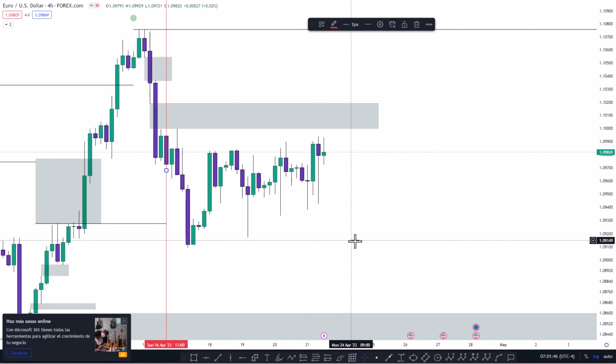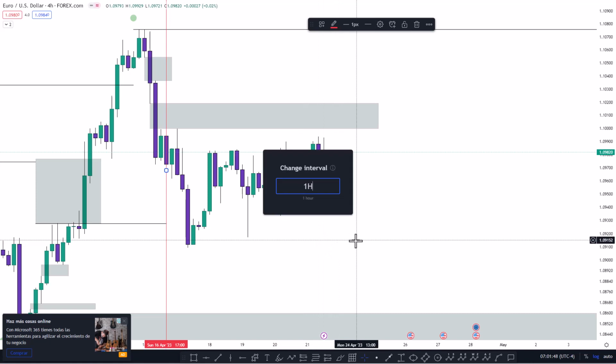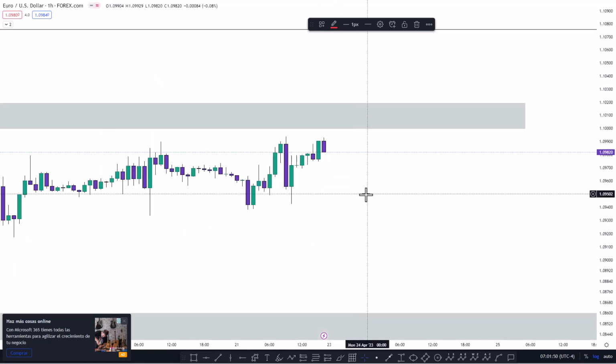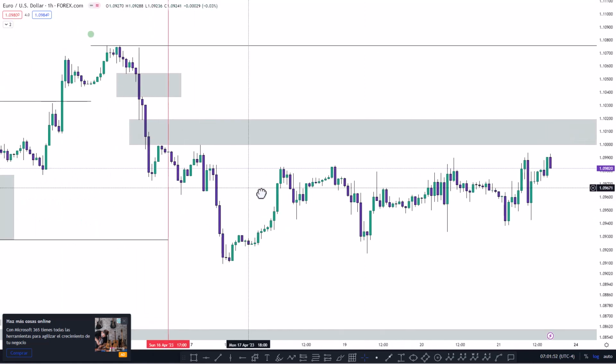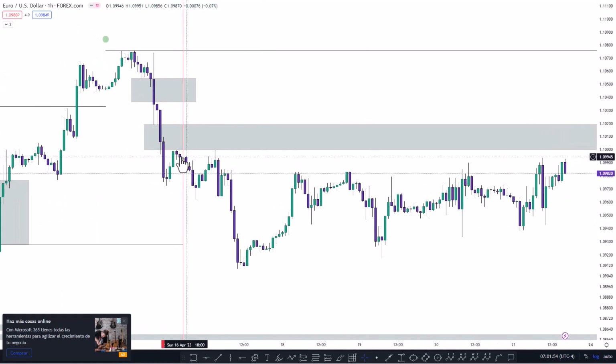So if you go to 1 hour, we use 1 hour to show you clearly. So this was the open. This is the open of the week. So once you have the open of the week, you can simply wait. You do not have to immediately trade here. You can simply wait until you see a clear structure of what the market is trying to achieve.